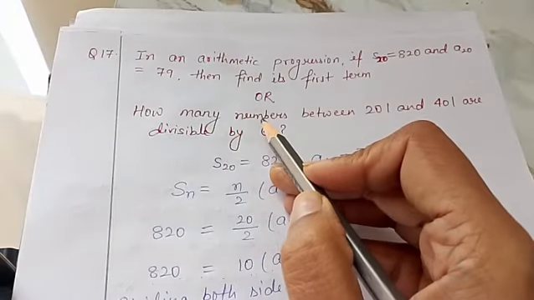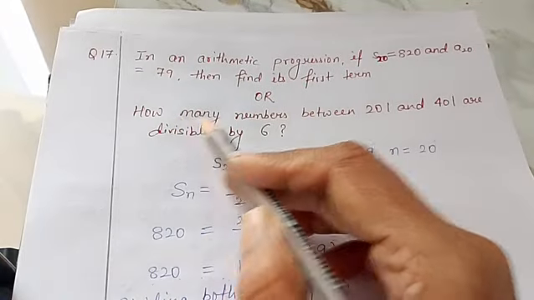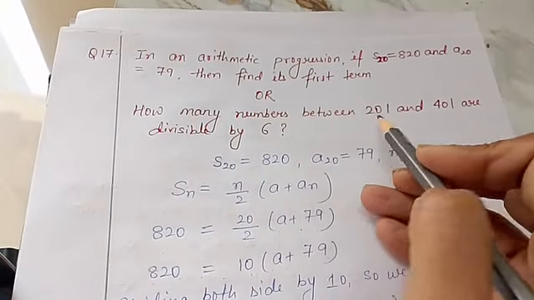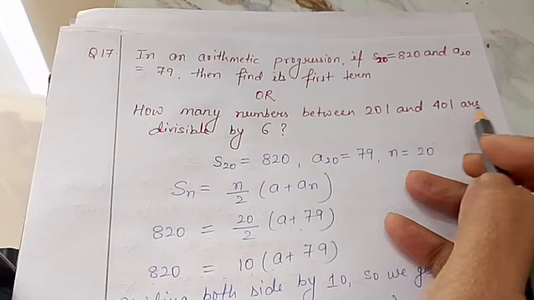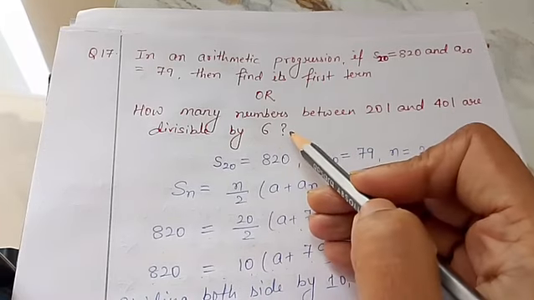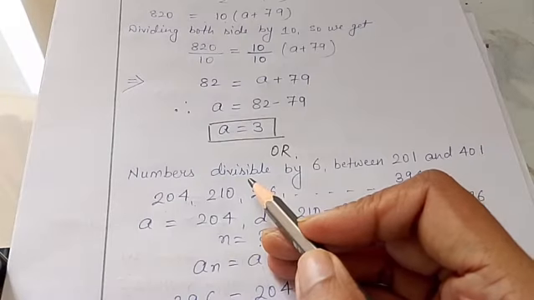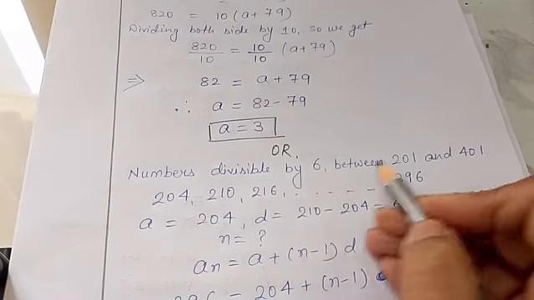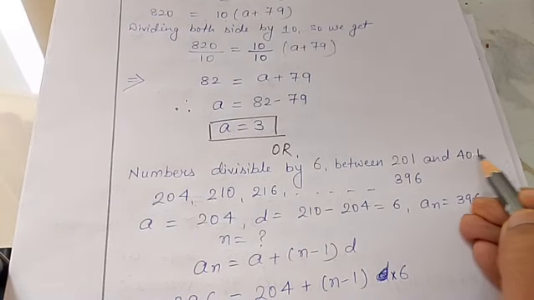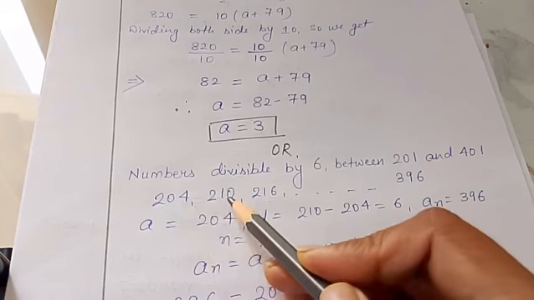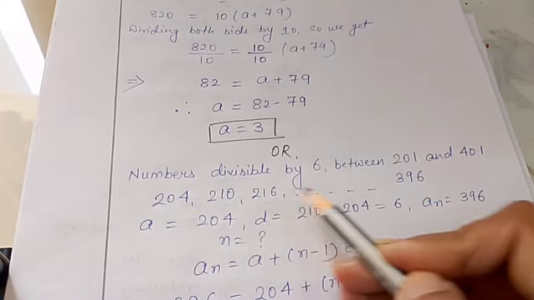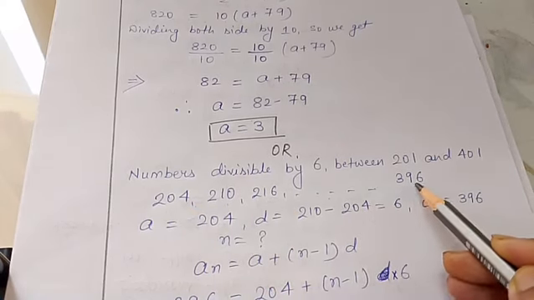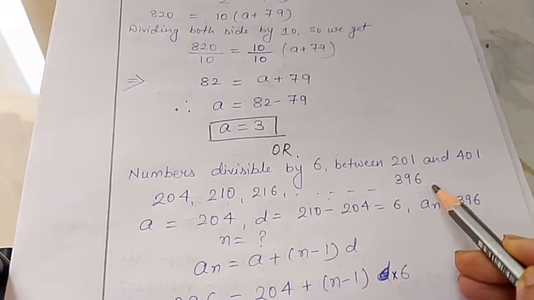Now we solve our part. Question is, how many numbers between 201 and 401 are divisible by 6? Numbers divisible by 6 between 201 and 401 are 204, 210, 216 and so on. Last term is 396.